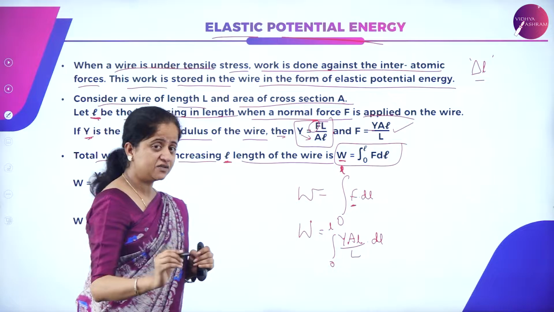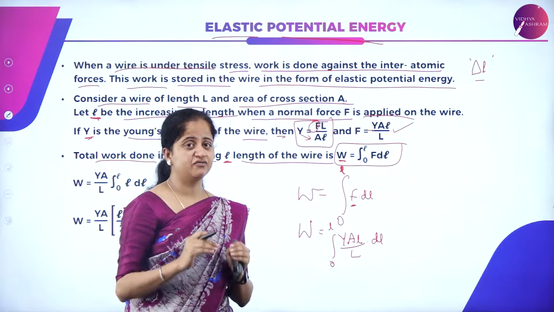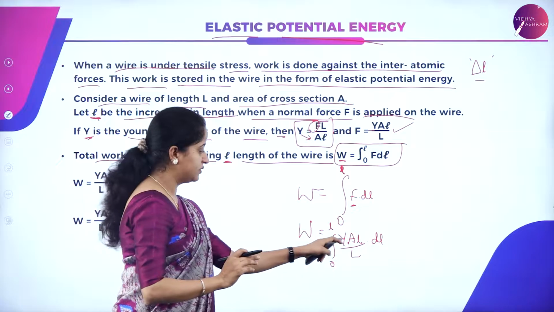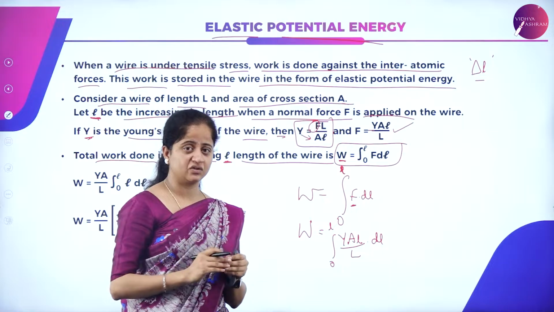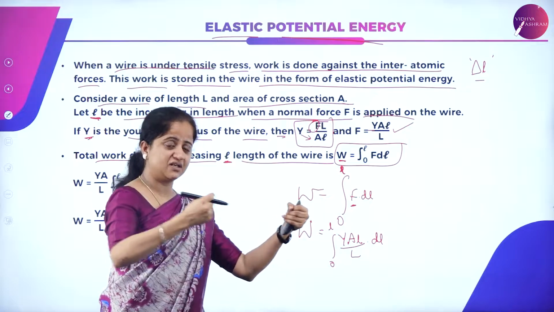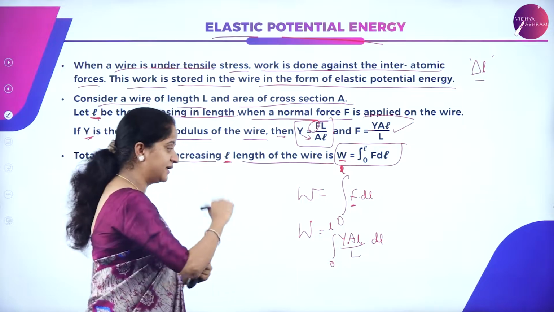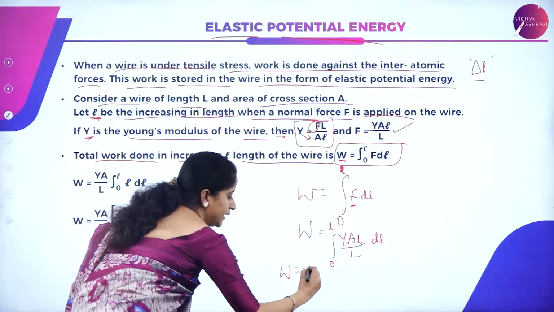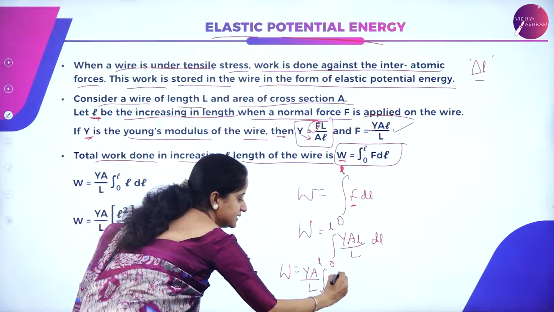See here, the Young's modulus of the wire is constant, it will not change. Because Young's modulus is different for different materials, I have considered one material wire whose Young's modulus is constant. The area of cross section is also constant. The original length is also constant. The only thing which is changing is small l, that is the extension. As you stretch it more, it will get extended more. So that is varying. All the other terms are constant, so I can take them outside because constants cannot be integrated. So W is equal to YA divided by L, integral 0 to L, and the remaining thing is L into DL.